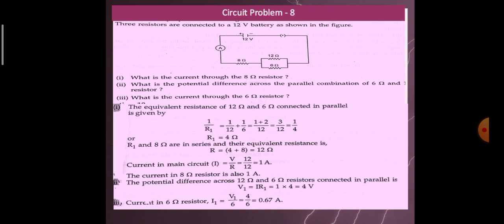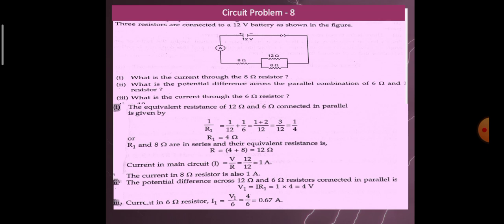The equivalent resistance of 12 ohm and 6 ohm connected in parallel is given as 1 by R1 is 1 by 12 plus 1 by 6, which is 3 by 12 or 1 by 4. So therefore R1 will be 4 ohm. R1 and 8 ohm are in series and their equivalent resistance will be R equal to 4 plus 8, which is 12 ohm. Now current in the main circuit I is V by R. Substituting the values for V and R, 12 by 12, which is 1 ampere. The current in the 8 ohm resistor is also 1 ampere.